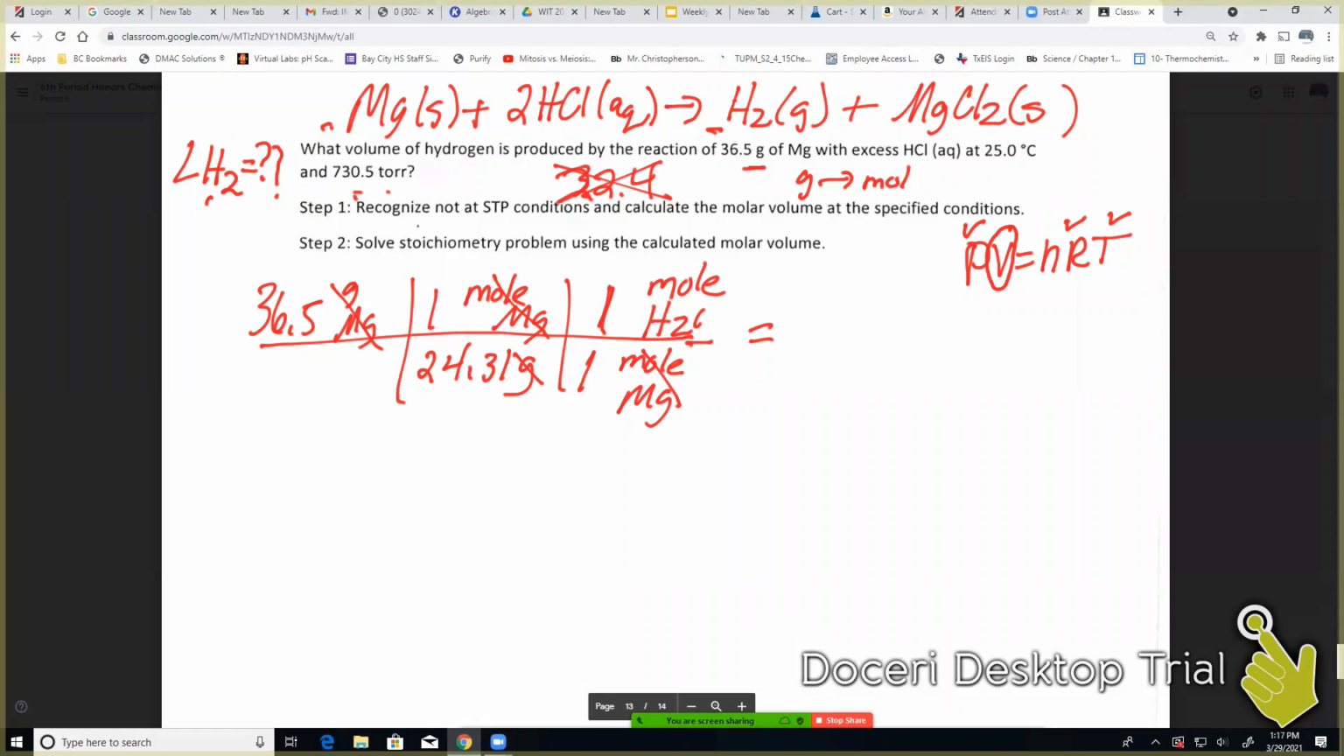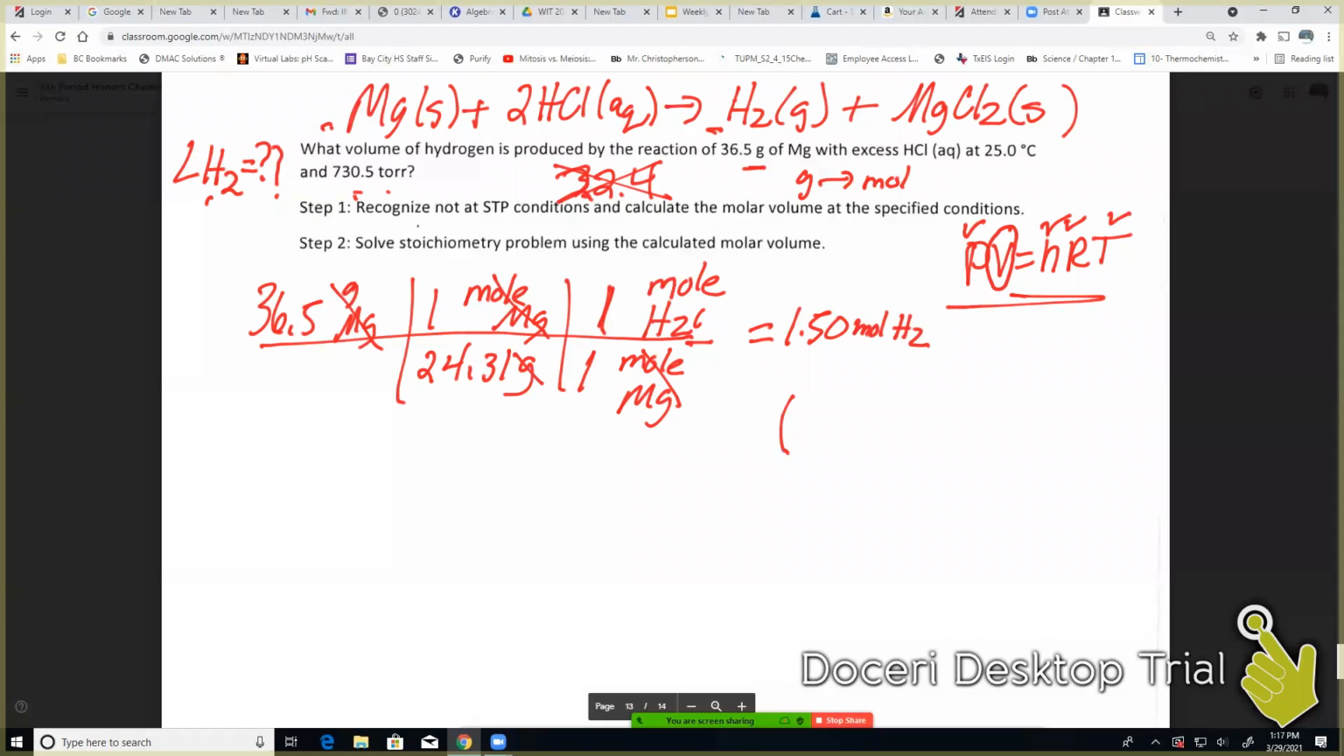And that would be 3 sig figs because of the 36.5. So 1.50 moles of hydrogen. So now if I come back to this, now I do have my N. So now I have everything except volume. So now I would use this information and put it into my ideal gas law to get the volume.